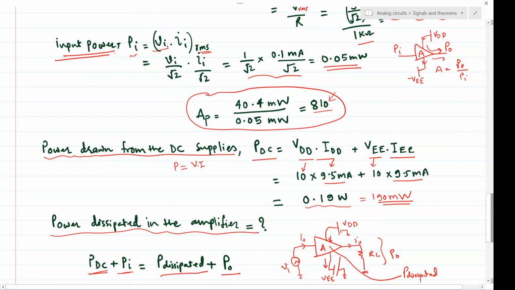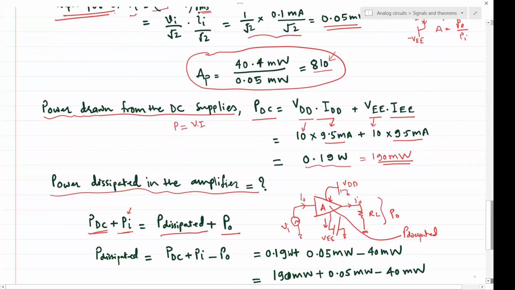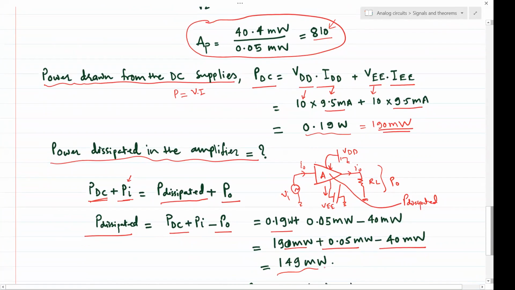So this is the power equation, and usually PI is very, very small. So we can just say that the DC power equals how much power is dissipated plus how much was delivered to the load. P dissipated will be simply PDC plus PI minus PO, and we simply plug in these values: 190 milliwatt, which is the DC power, and this very, very small signal power, and subtract 40 milliwatt. Finally it comes out to be 149 milliwatt.